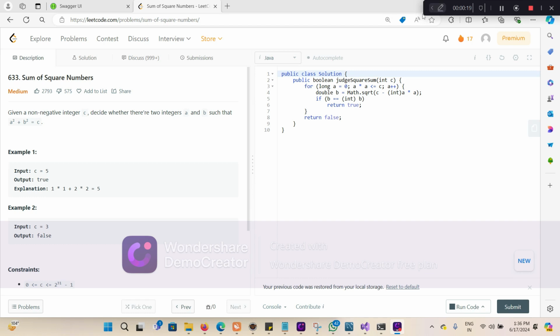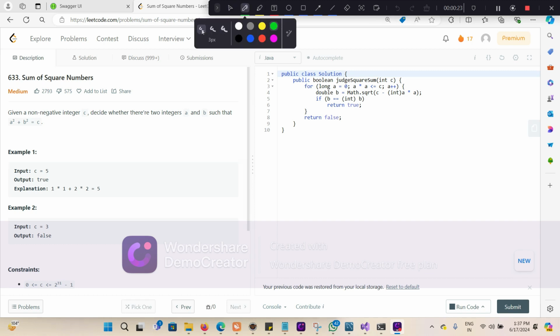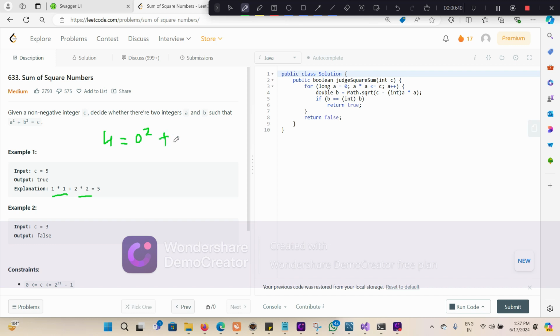For example, here you can see we have c equal to 5. Then we can express it as 1 times 1 plus 2 times 2, so it is 5. Let's say c equal to 4. In this case we can express it as 0 square plus 2 square. So 0 is also included in the solution, 0 square plus 2 square.